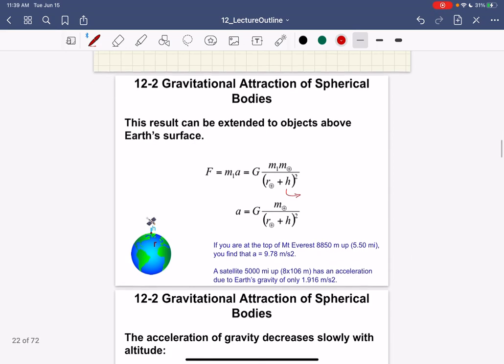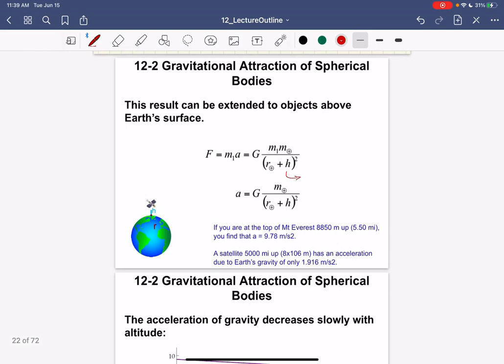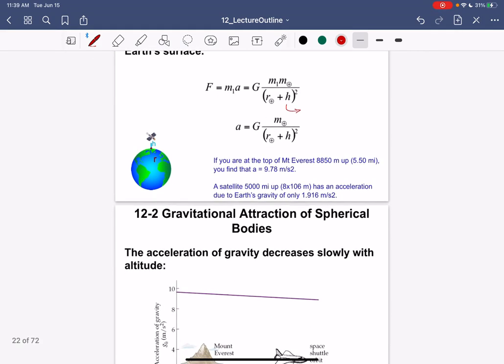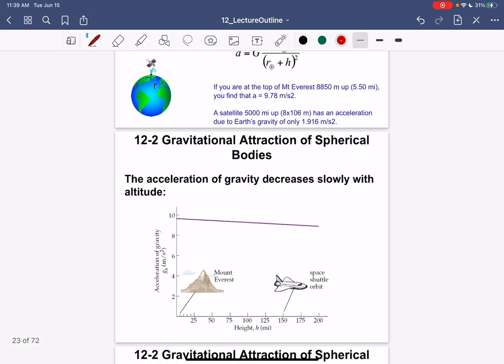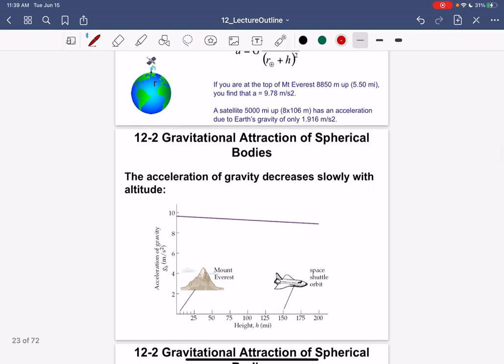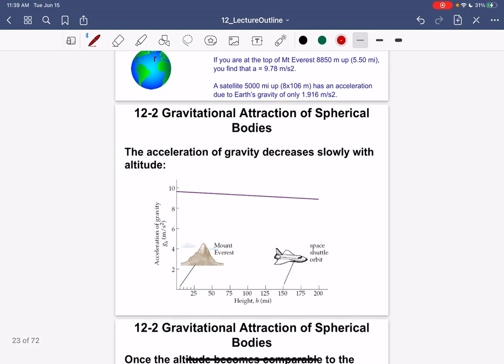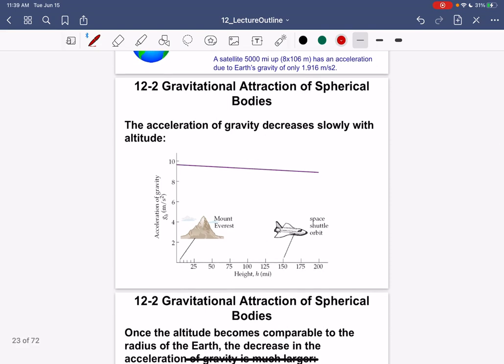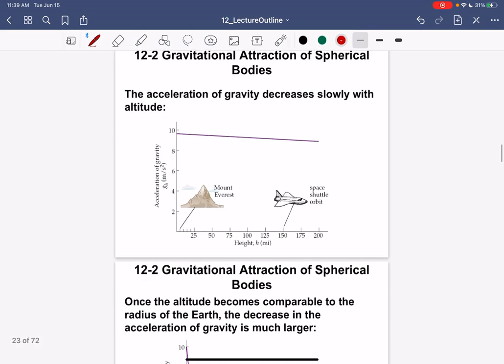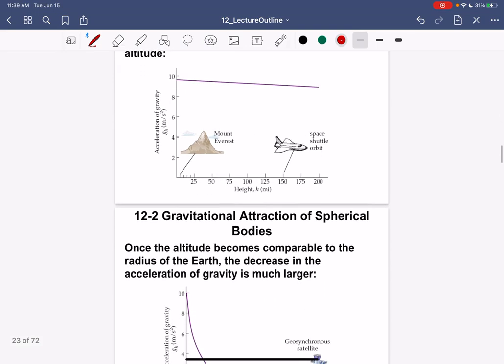And if we have a satellite that is 8 × 10⁶ meters up, the acceleration of gravity is going to be 1.916 meters per second squared. Then that gravitational field is affected by the distance. Then if you are high in the sky, or high in the universe, above the Earth's surface, you're going to get different values. We will find also that the acceleration due to gravity decreases slowly with altitude, as you can see here.